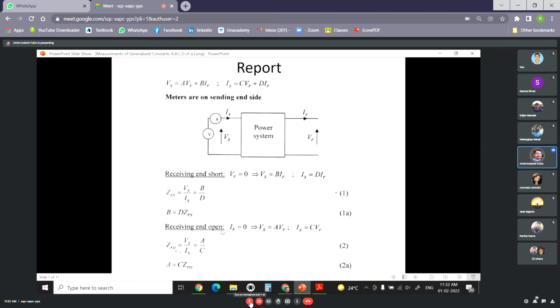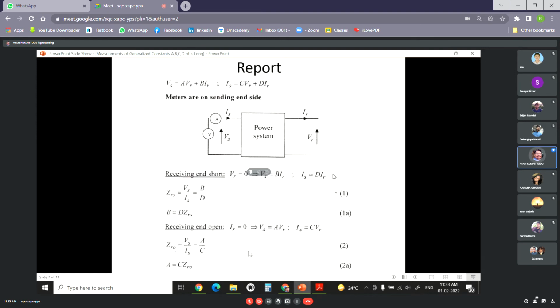Similarly, we have receiving end open. Receiving end open means our IR would be equal to 0. So putting IR equal to 0 in this equation, what are we getting? Vs equal to AVR, Is equal to CVR. So ZRO, that is the receiving end open, equal to Vs by Is, which is equal to A by C. So the equation that we are getting is A equal to C into ZRO. You have done this in your power system planning and design classes, yes? Okay.